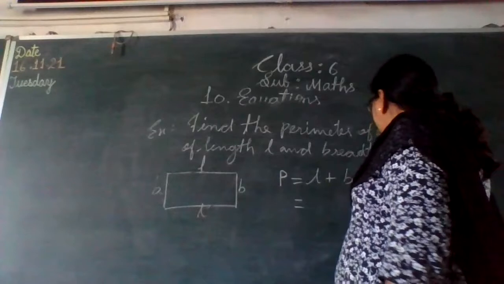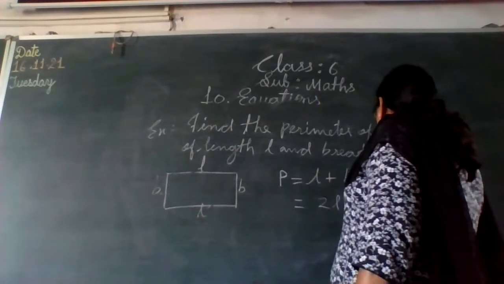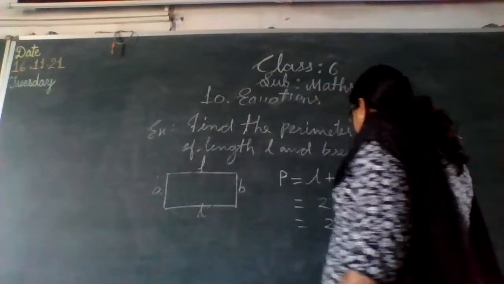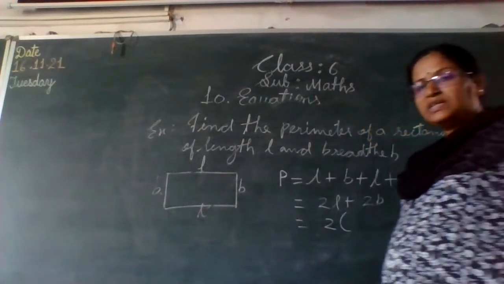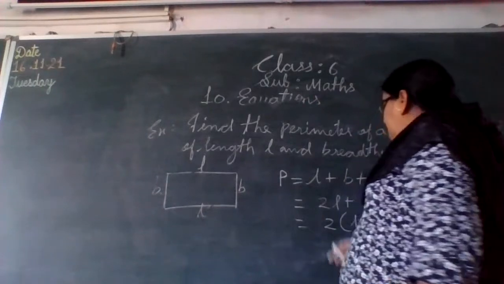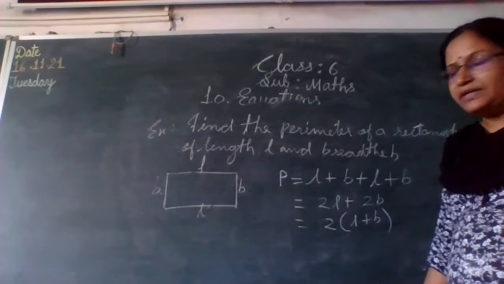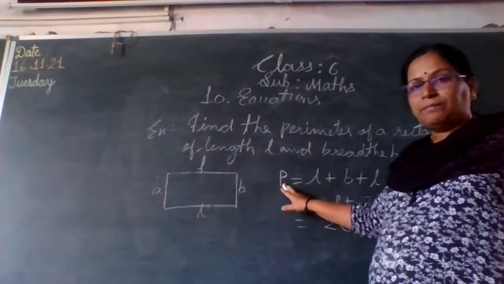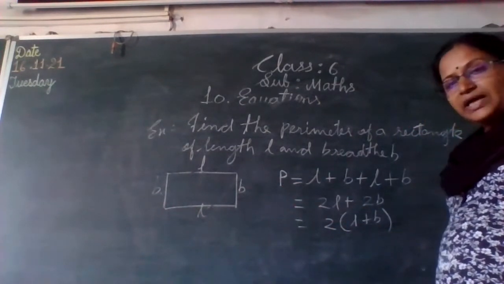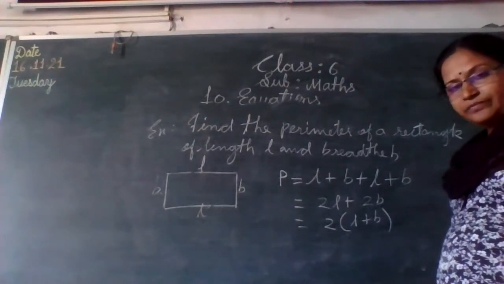See beta, L plus L means 2L and B plus B means 2B. Here 2 is common, so take it out. What is left? L plus B. So here we form the formula for perimeter: P of rectangle is equal to 2 times the sum of length and breadth.